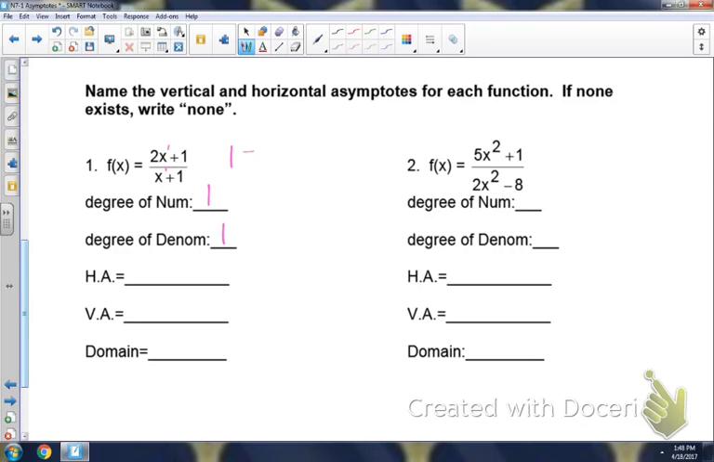You're comparing those. If they are equal, your horizontal asymptote is the ratio of the leading coefficients. Coefficients are the numbers in front of the variable. Leading just means the front. So look, there's a 2 here. That would be a 1. So we're setting up the ratio, 2 over 1, which equals 2. So y equals 2.